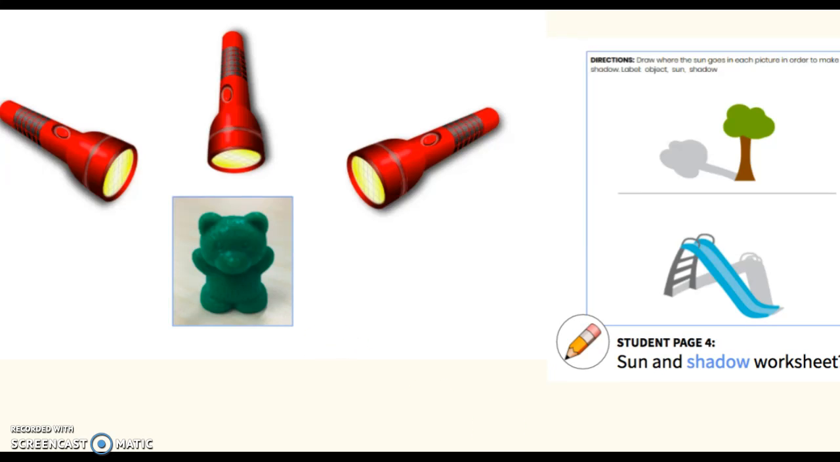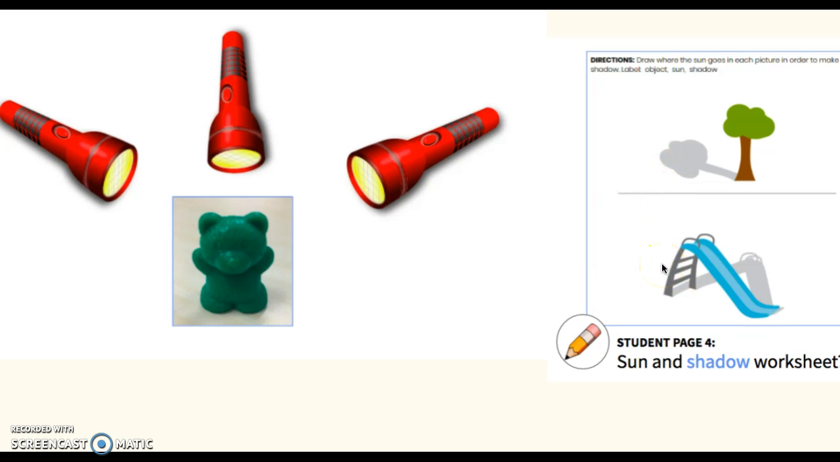Then you're also going to work on page 4 of your student journal. You can see here that there's a tree with a shadow and a slide with a shadow. I want you to mark, where is the sun? I want you to draw where the sun would be in each picture. If it's the light source, if the tree is acting as the blocker, and if the shadow is appearing on the ground, the surface, where would the sun be in each of these 2 shadow pictures?